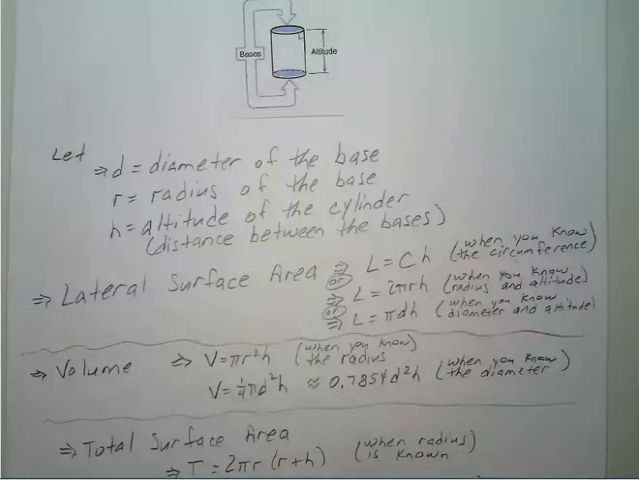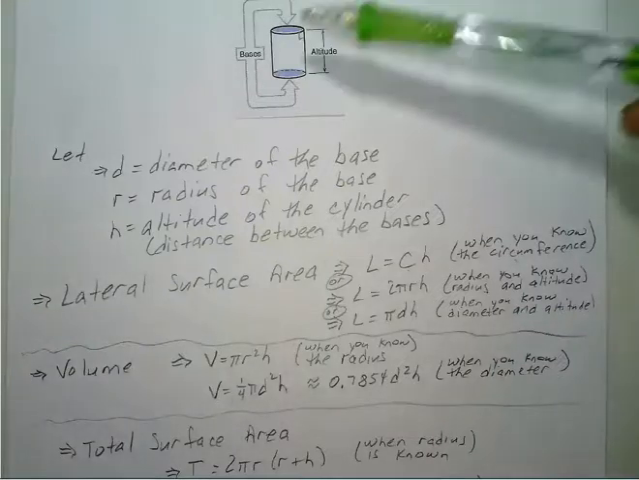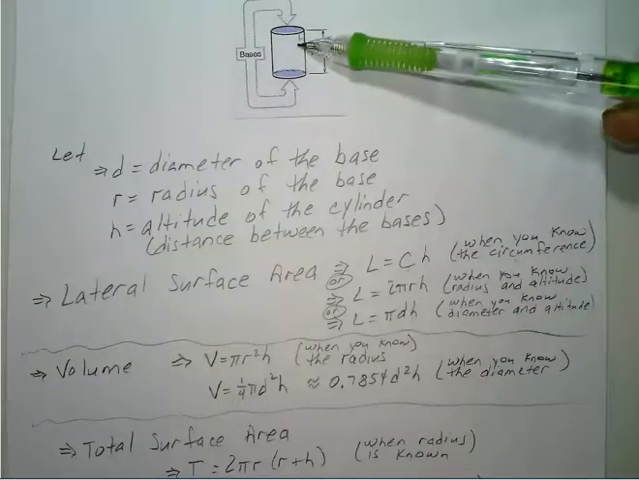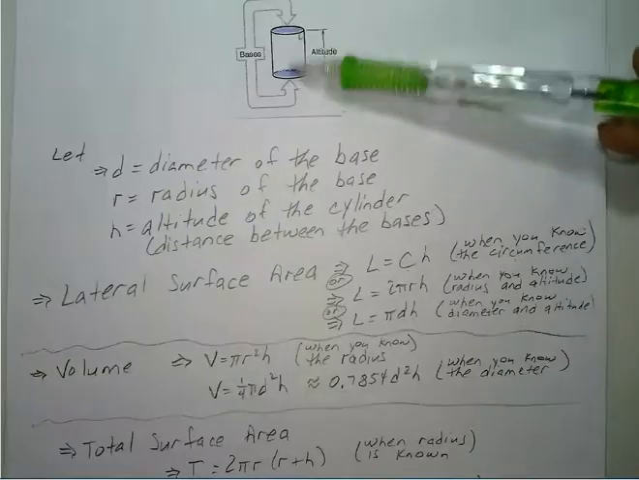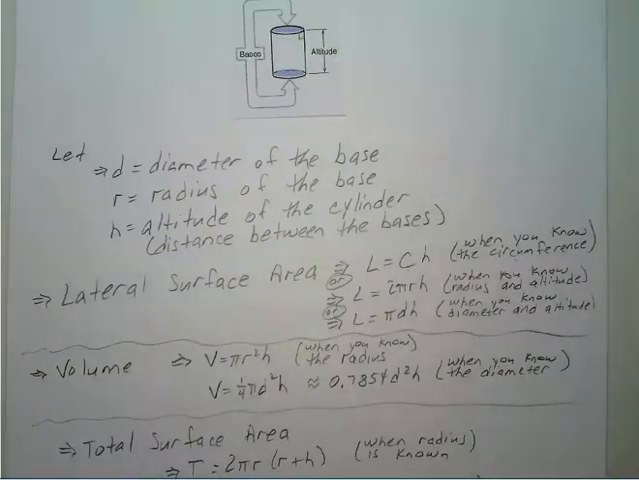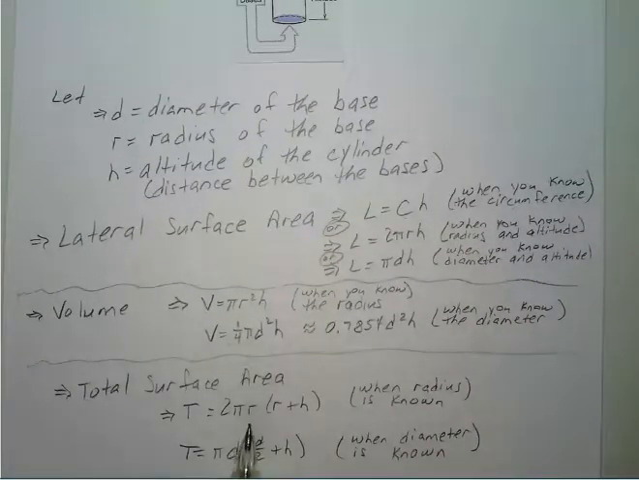Okay. Now to find the total surface area, that means you're going to find the surface area of the sides plus the surface areas of the two bases. So if you know the radius, then your total surface area will be 2 pi r times r plus h, or your radius times your altitude. But if you know the diameter, then your total surface area will be pi times your diameter, and you're going to multiply that by the diameter divided by 2 plus your altitude.